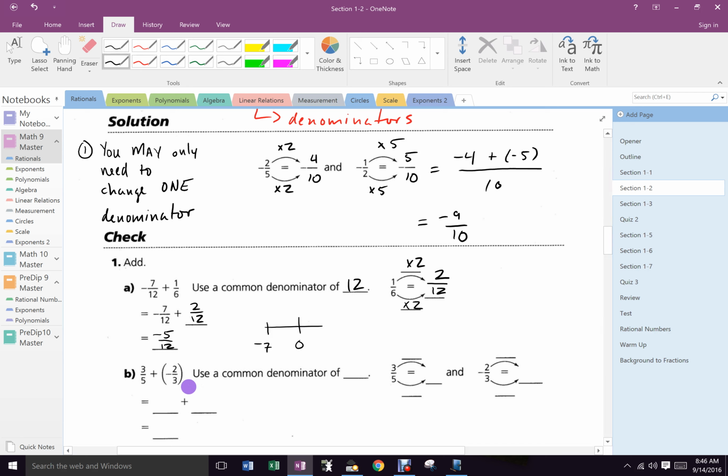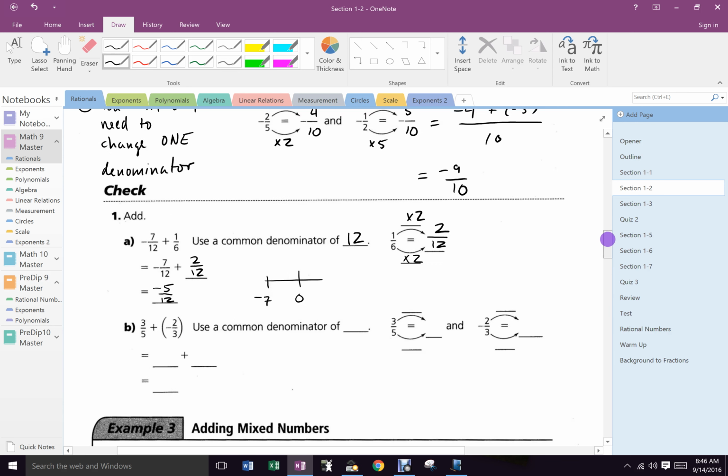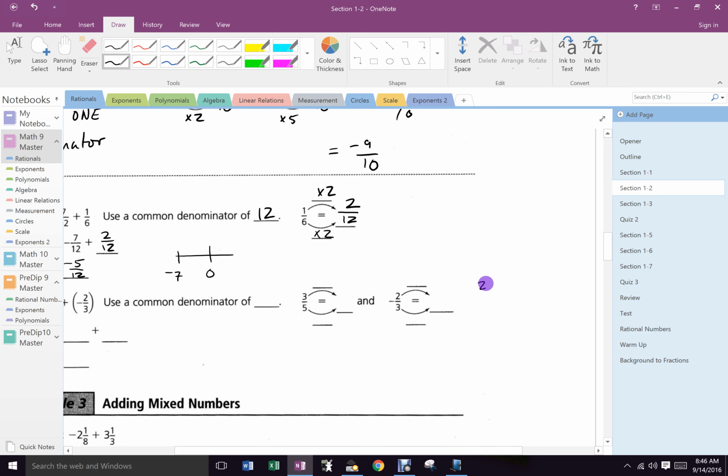All right, will 5 and 3 work together? No. So I got to change one or both of them. Both. What's the shortcut to finding what will work? This is the second thing I want to remind you of. If you can't see a common denominator right away, a common den, remember I'm lazy, you can multiply the two you have.